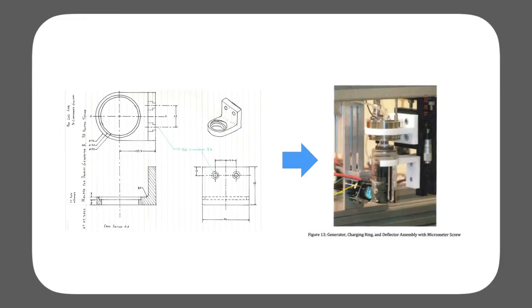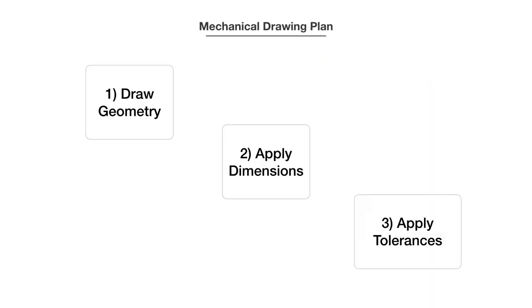So the goal of this video is to give you the ability to make drawings just like this that are descriptive and conform to industry standards. Let's go do it. Here's our plan for making the drawing. First, we're going to draw geometry that captures the shape of the object. Second, we're going to apply dimensions to that geometry to describe the size of those different shapes. And last, we're going to apply tolerances and check that our drawing is correct and complete.